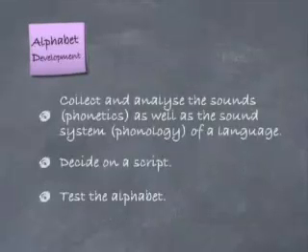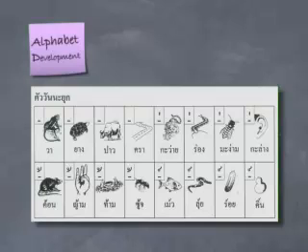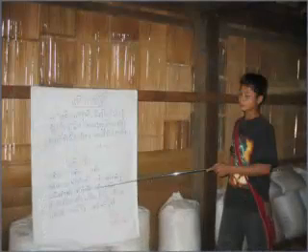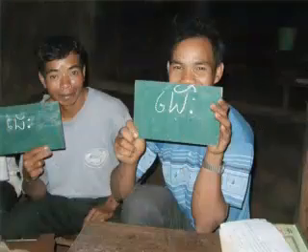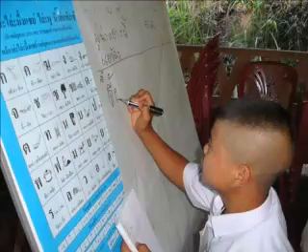Testing the alphabet. New alphabets must be tested. Short lists of common items as well as simple stories can be written and shared with community members. The goal is an alphabet that is acceptable to the community, linguistically accurate, and is easy to learn and use.